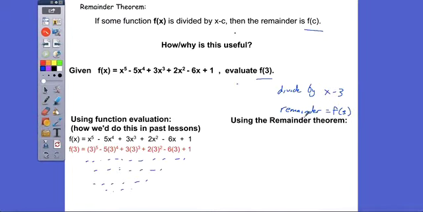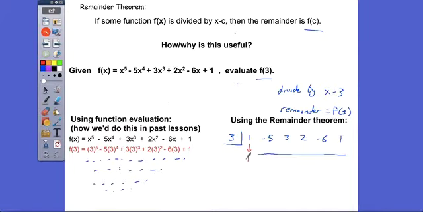So the remainder will equal f of 3. So let's do it. We know we're dividing by x minus 3, so 3, the 0 of x minus 3, is going to go here. Put all our coefficients: 1, negative 5, 3, 2, negative 6, and 1. Okay, let's do our thing here. All right, synthetic division. Bring down our 1.